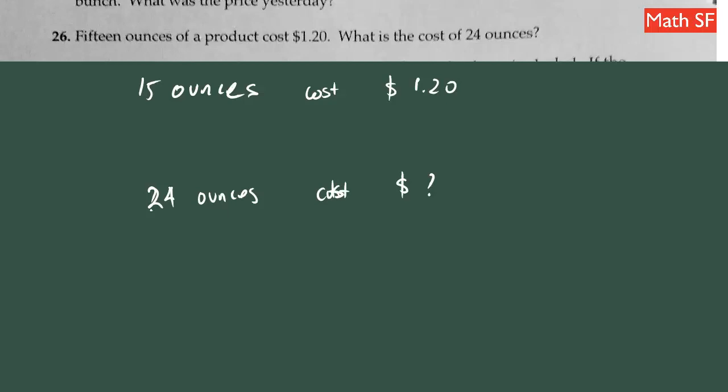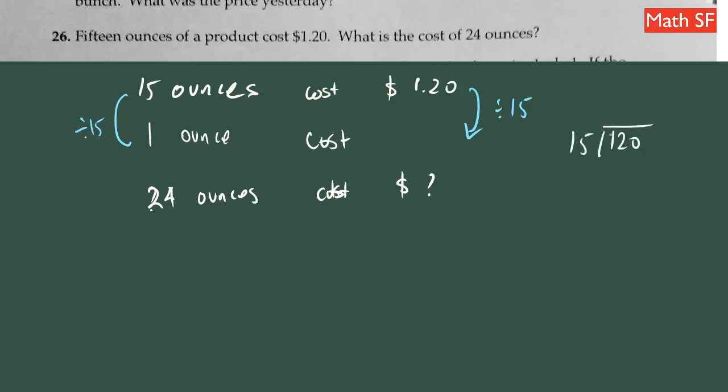24 ounces here, cost, how much money? How can I turn this 15 into 24? First we have to go through 1, so we have to divide by 15. 15 divided by 15 gives you 1, so that gives us 1 ounce. Cost, how many dollars? If I divide by 15 on the left side, I have to divide here by 15. So 1.20 divided by 15. Let's do that on the side: 120 divided by 15.